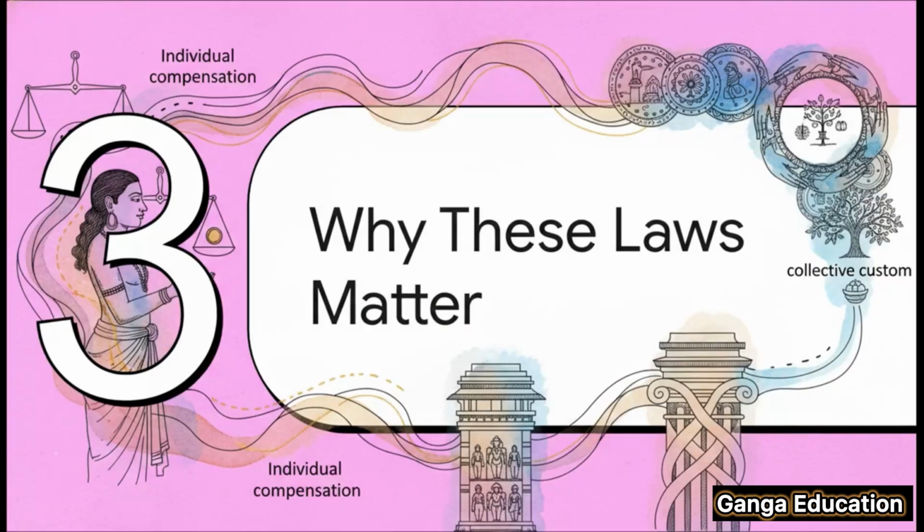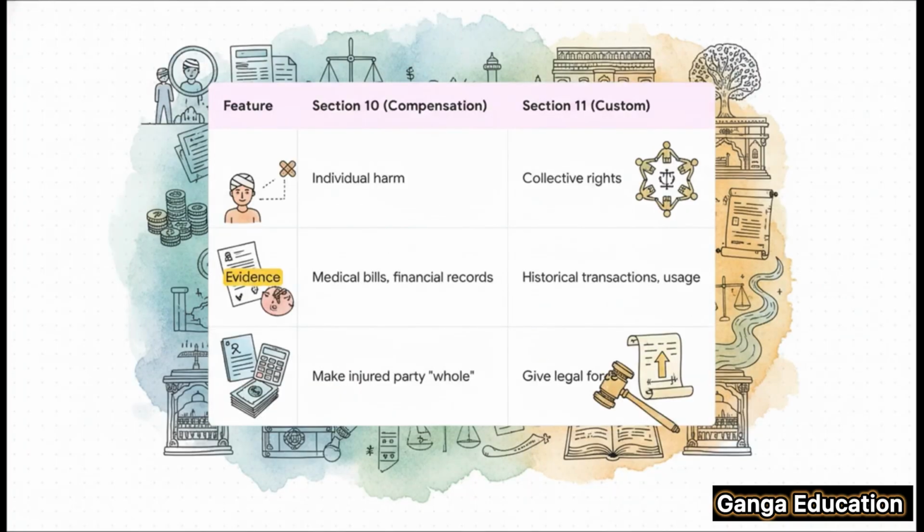So, we've looked at our two pillars, one dealing with individual compensation, the other with collective customs. So what? Why is it so crucial for our legal system to have both of these tools in its toolbox? This table just sums it all up perfectly. Section 10 is zoomed in. It's micro-focused on the individual, using hard evidence like receipts to try and make that person whole again. Section 11, on the other hand, is zoomed out. It's macro-focused on the community, using historical evidence to give legal muscle to a tradition. They are two totally different, but equally vital instruments for justice.